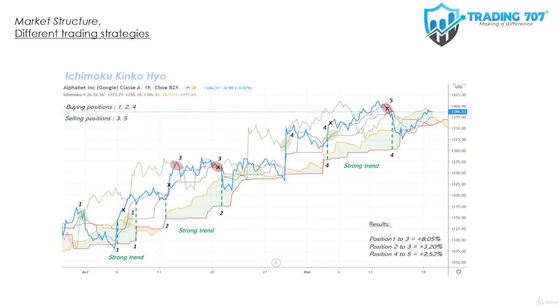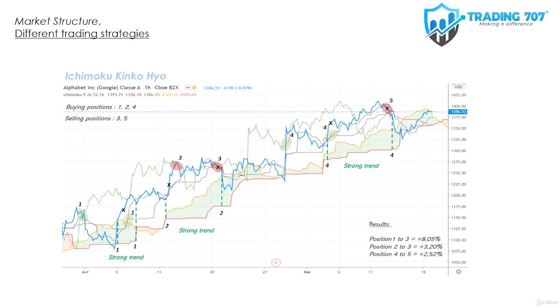So, as a result, for the first position, we made a profit of plus 8.05% and 3.20% for the second one, while having traded in a safe way, so with a measured risk.